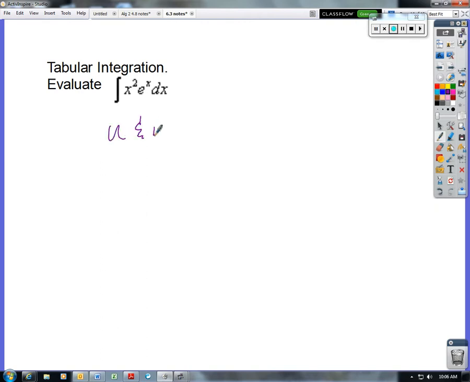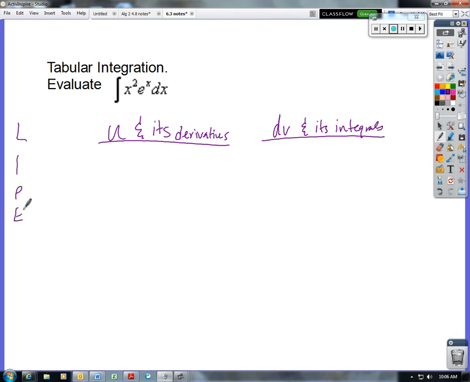U and its derivatives will go in this column. And dv and its integrals will go in this column. So just like always, we're going to use LIPET in the usual way. We've got a polynomial, we've got an exponential, so the polynomial is going to be the u. So the u is going to be x squared. That means that dv is going to be e to the x dx.